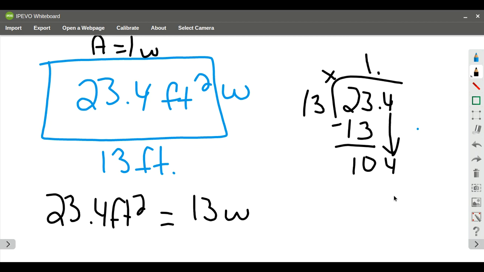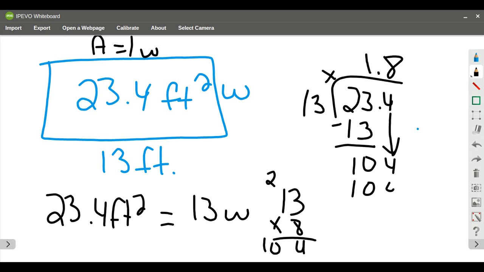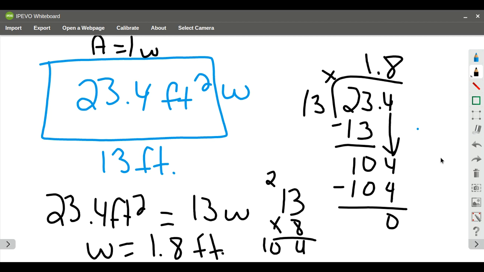I'm just going to choose a value. It's not too far away from 130, which is what 13 times 10 is. So I'm going to do 13 times 8 and see what I get. 8 times 3 is 24. I'm going to regroup the 2. 8 times 1 is 8, plus 2 is 10. So I get 104, and 8 is going to go above the 4. I subtract, and then I have 0 left over. So W is going to equal 1.8 feet. It's not feet squared because I'm finding side length instead of finding the area.